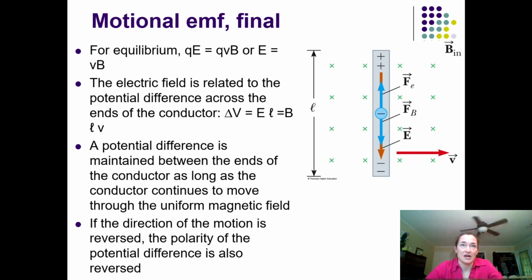Okay? The BLV comes from our equilibrium setup there. QE is equal to QVB, E is equal to VB. If you plug in VB for E, then you have BLV. All right? This potential difference between the ends of the conductor is maintained as long as the conductor continues to move through that uniform magnetic field. Now, if you cause it to change direction, the direction of the velocity vector will flip, and so the sides that the charges line up on will flip. So if you had positive charges on top moving to the right, then if you move to the left, you'd have negative charges on top.